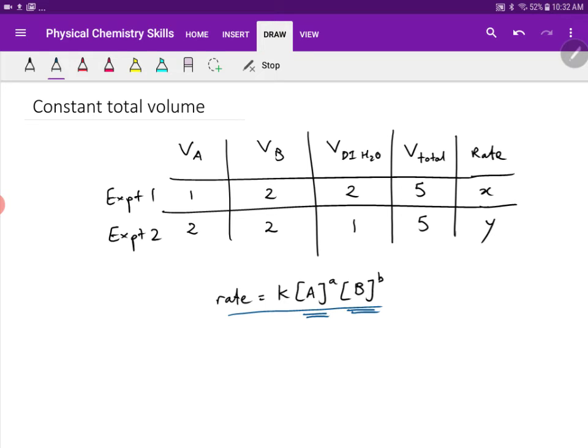So we are going to use volume total, and we are going to keep the total volume constant, because when that happens, what we'll get is this phenomenon where the concentration ratio is the same as the volume ratio. In other words, concentration is proportional to volume. If you remember, we usually use this equation of C1V1 is equal to C2V2.